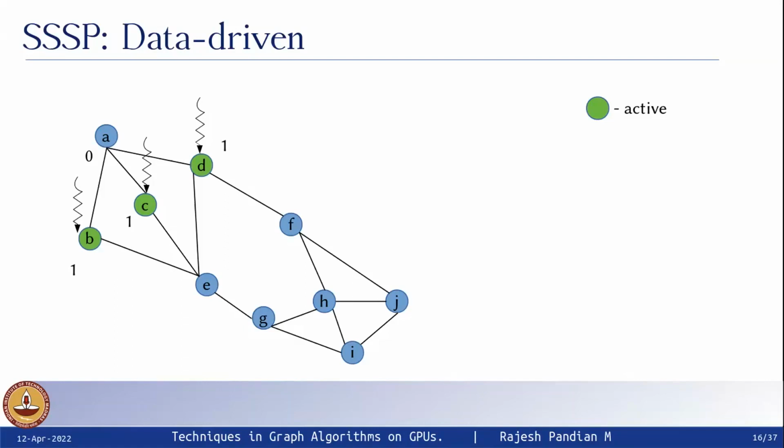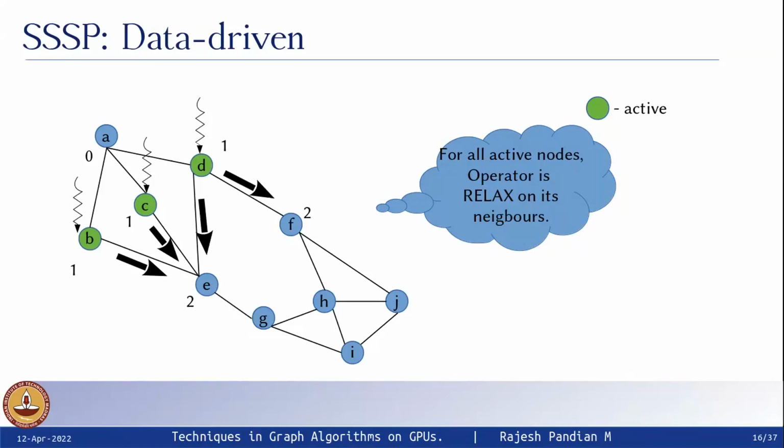In here the operator is relaxing the neighbors, and our condition for stopping is when there are no more active vertices, then we should stop applying the operator, right? So each thread will relax its neighbors, and it goes on. For all the active nodes, the operator here, I went a slide ahead, is relax on its neighbors.